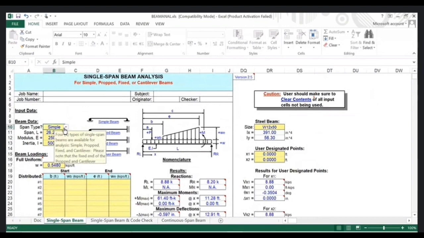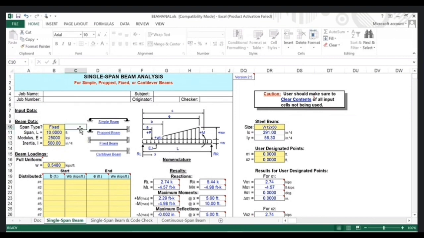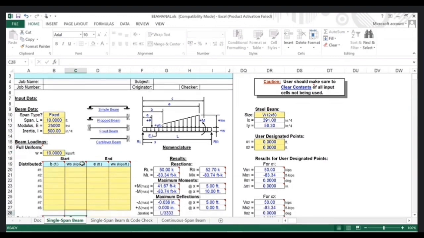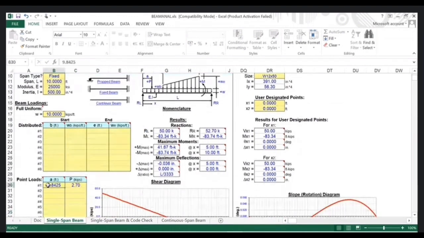Okay, so we just take the fixed beam. Suppose the span is 10 feet. This is the fixed beam where the two ends of the beam are fixed, and the span of the beam we just assume is 10 feet. On that beam, suppose the UDL load is 10 kips per feet. There is no point load, so here the value is 0, and here the value is 0.